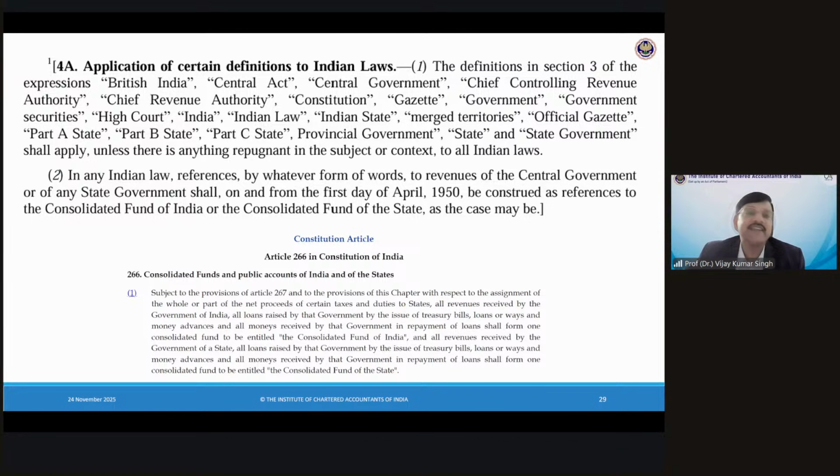Subclause 2 says in any Indian law, references by whatever form or words to revenues of central government or state government shall, from the first day of April 1950, be construed as references to the Consolidated Fund of India. Wherever in the British period they were referring to revenue of the British, here all references in any legislation to that revenue will mean the Consolidated Fund of India. That is what it is trying to say. And Article 226 defines Consolidated Fund of India.